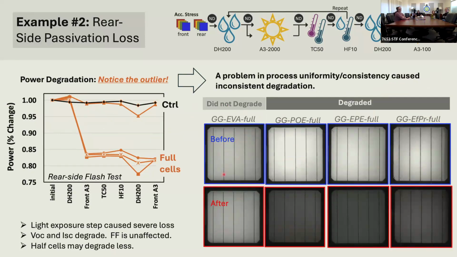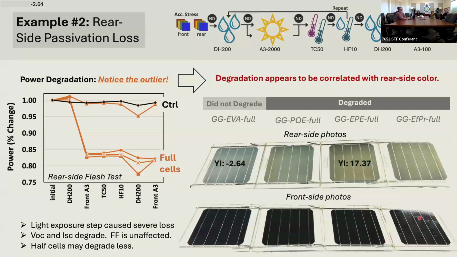But then after degradation, the PL intensity for the sample stays the same, and these decrease a lot in their intensity. We find that this degradation is correlated with the color of the rear side surface. So here you can see that the sample that does not eventually degrade is more blue, and the samples that do eventually degrade have some gradient of yellowness.